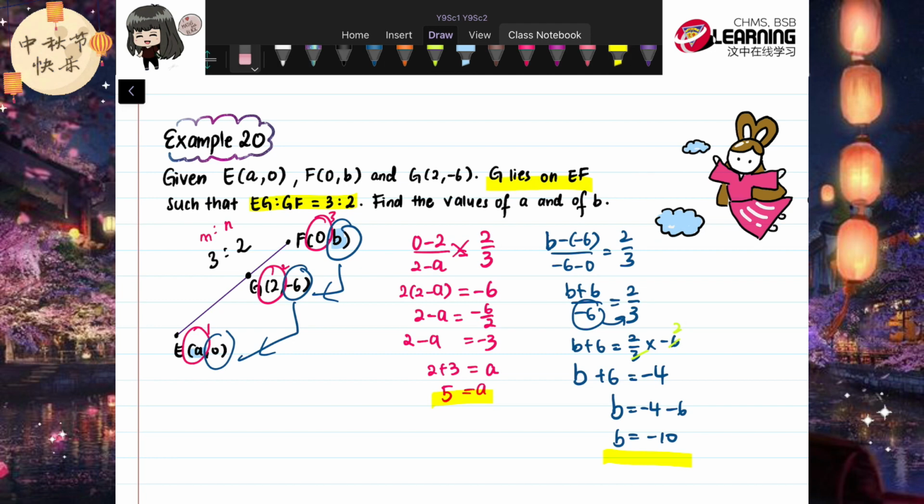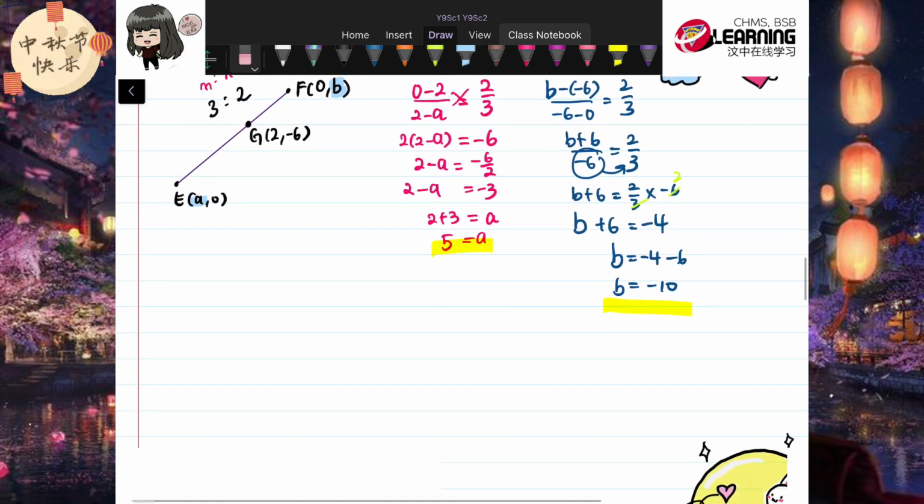Okay, so you must use the correct formula, okay? Correct ratio formula. All right, so let's look at example 21.